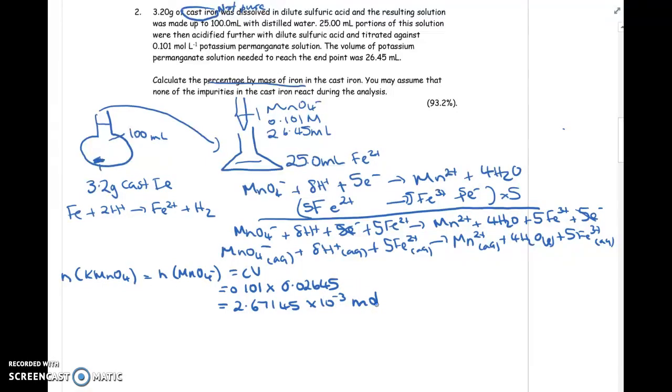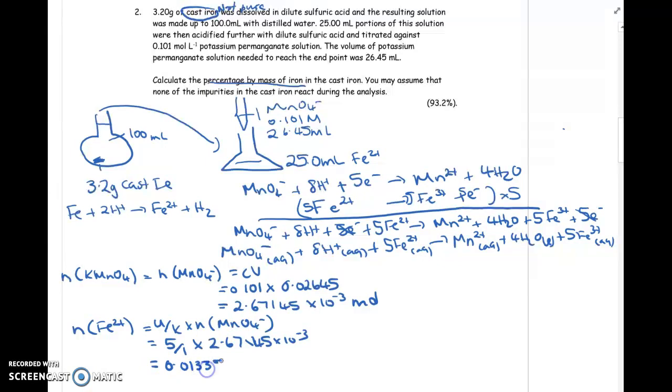Now that we know the number of moles of permanganate, we can find the number of moles of iron 2. So the number of moles of iron 2 is equal to unknown over known times the number of moles of permanganate. So the unknown is 5, the known is 1, so 5 over 1 times 2.67145 by 10 to the negative 3, and this comes out to 0.013335725 moles.